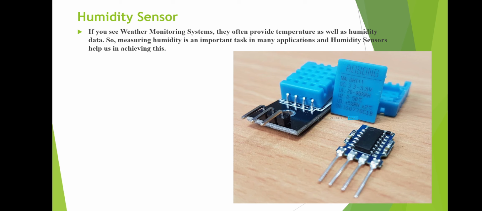Then humidity sensor. A humidity sensor is used in weather monitoring systems to measure humidity. Measuring humidity is an important task in many applications and humidity sensors help us in achieving this.